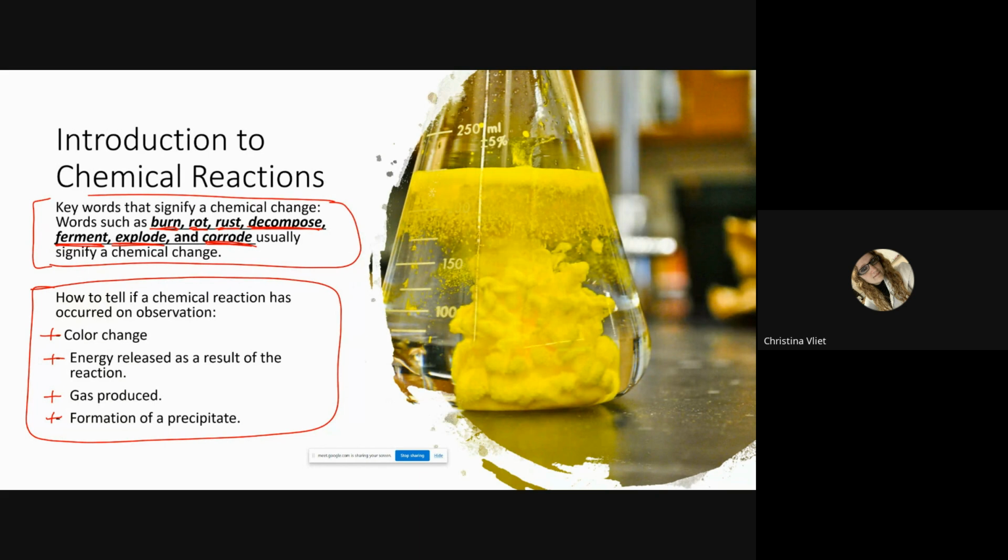And we have seen some of these already this year. If you mix two things together and you observe a color change, this tells us that a chemical reaction, some sort of chemical reaction, has taken place. Potentially.